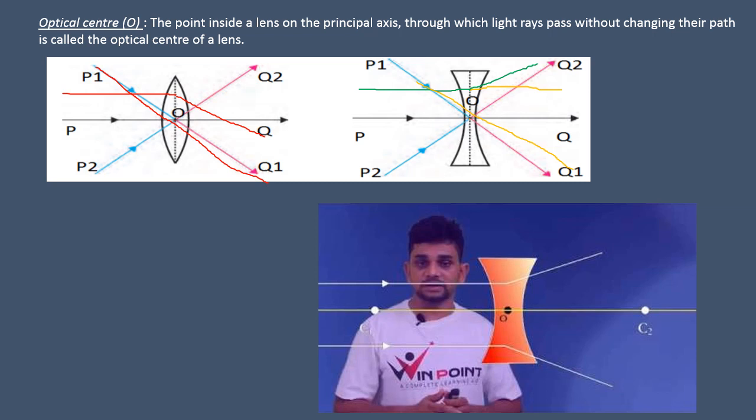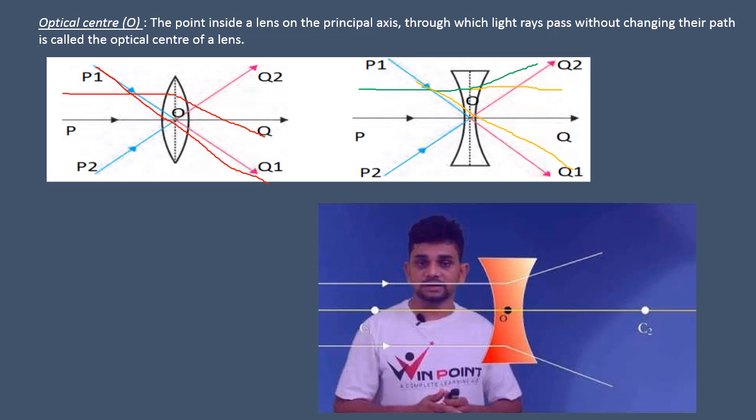So let's see the definition. The point inside a lens on the principal axis through which light rays pass without changing their path is called the optical center of a lens. I'm reading once again. The point inside the lens, you can see here, it is inside. Here also it is inside the lens. O, you can see now, read O. So that is inside the lens. It is not outside.